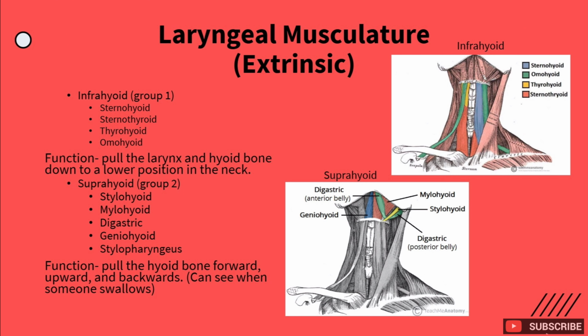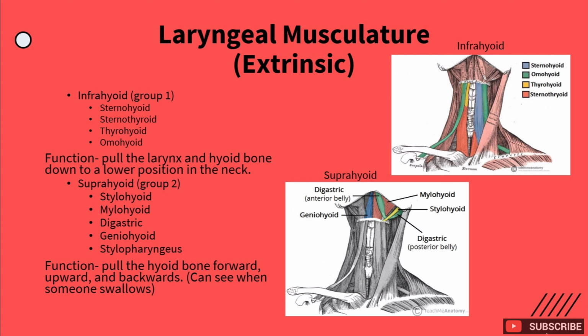Alright, finally getting into the musculature side. The first one is going to be the extrinsic muscles in the laryngeal area, and they are broken into two groups. The first group is your infrahyoid group. There are 4 different muscles in the top picture, and they are all color-coded so you get a better idea of where they're at. Their function is to pull the larynx and the hyoid bone down to a lower position in the neck.